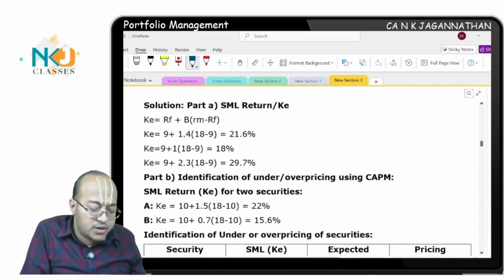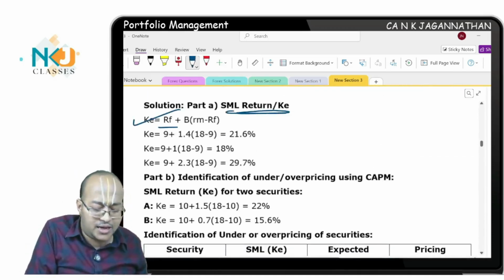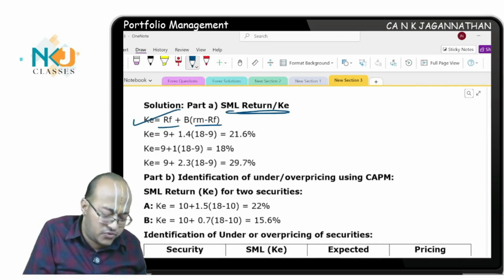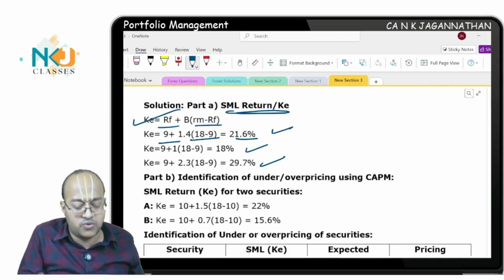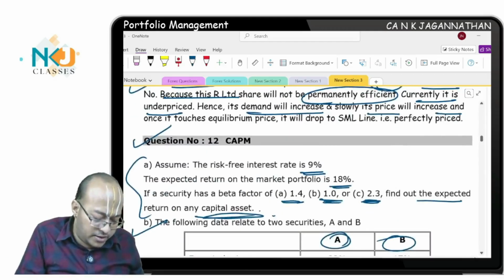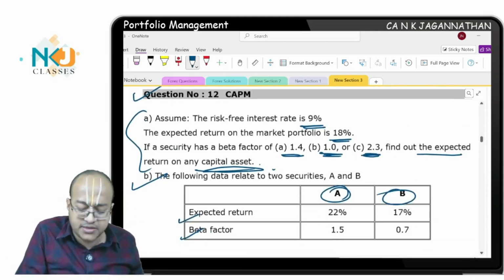See, very simple. SML return, KE, we need to find. KE = RF + beta × (RM - RF). Just replace the formula: RF + beta × (RM - RF). KE for these three securities we will find out. Next, identification of under or overpricing. Just find out here.